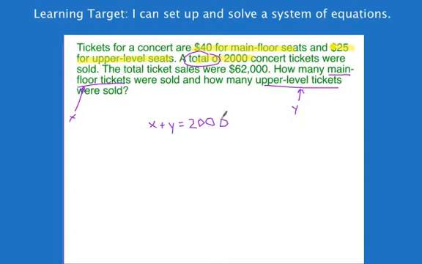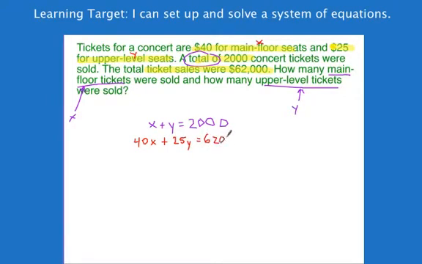So that means I add x and I add y and I get 2,000. Notice that's an equation. Now this is a system because there's another equation I could write here. One's for the total number of tickets and one's for the total amount of ticket sales. I have sales from the main floor tickets, $40 each. That would be 40 times x. I have $25 each for the upper level, so that's 25 times y.